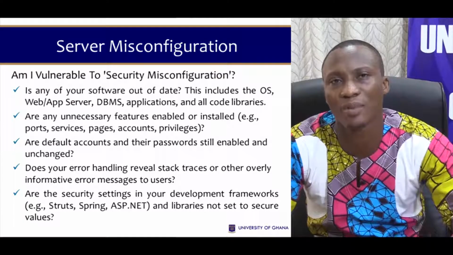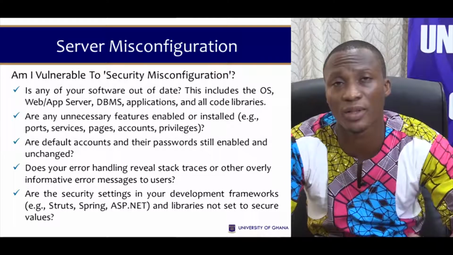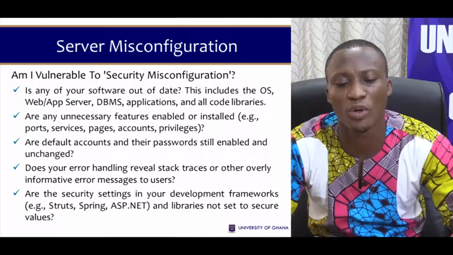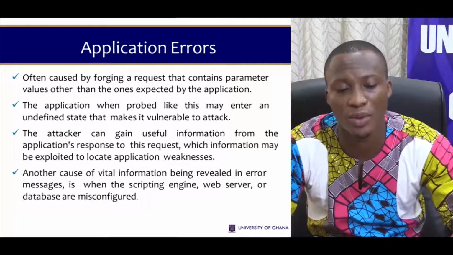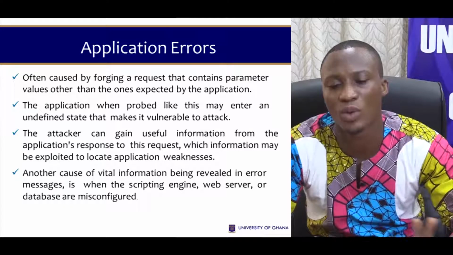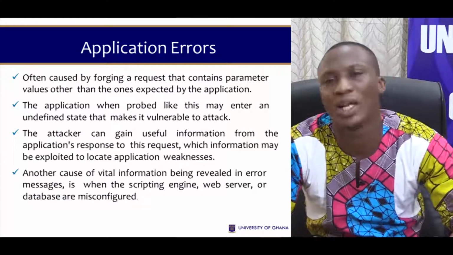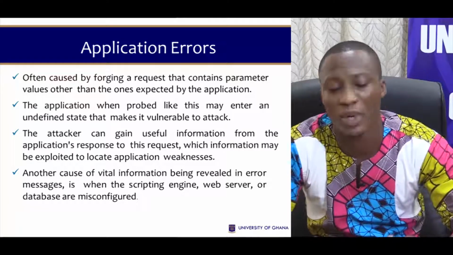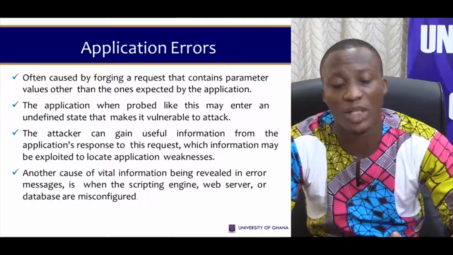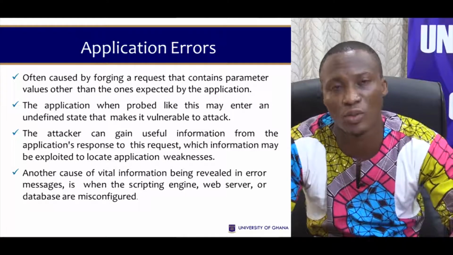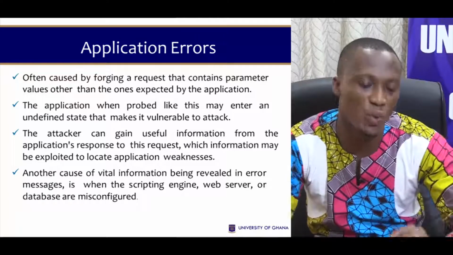Now, these are some categories of vulnerabilities that are related to server misconfiguration. The first is application errors. Often this is caused by forging a request that contains parameter values other than the ones expected by the application. Here the attacker can gain useful information from the application's response to this request, which information may be exploited to locate application weaknesses.